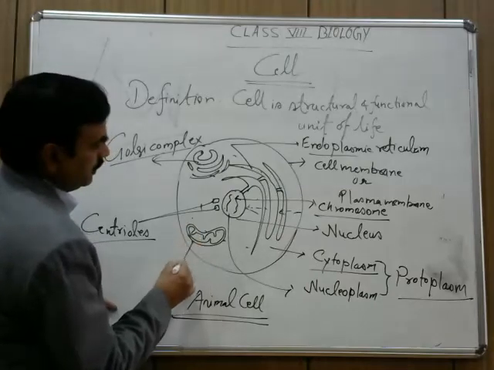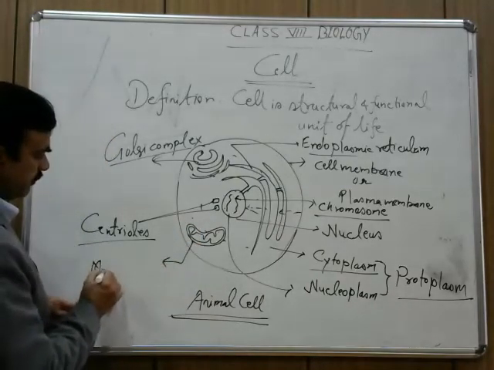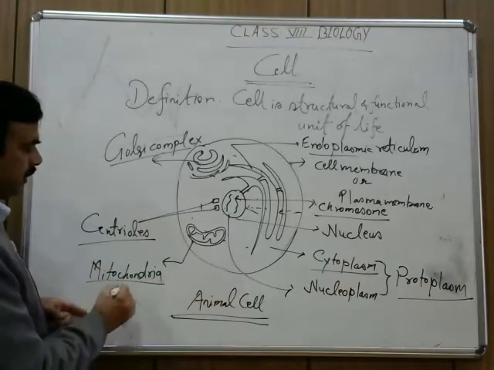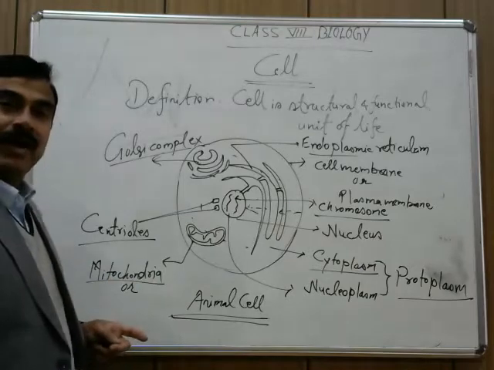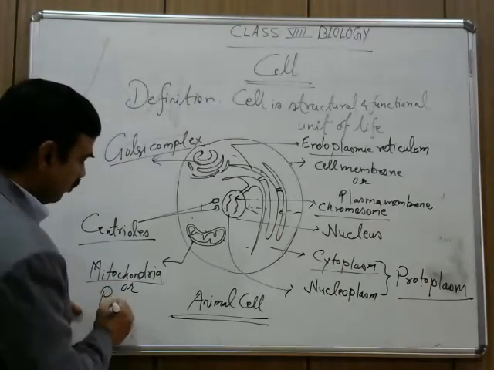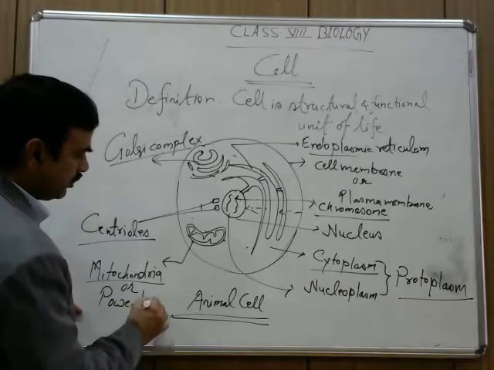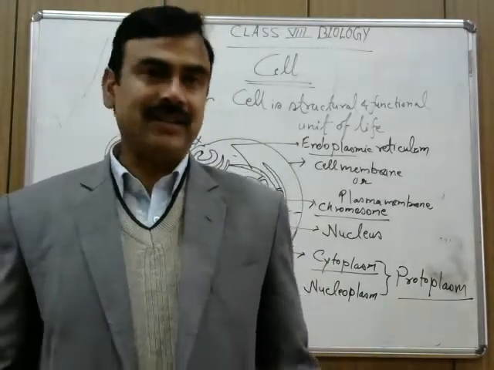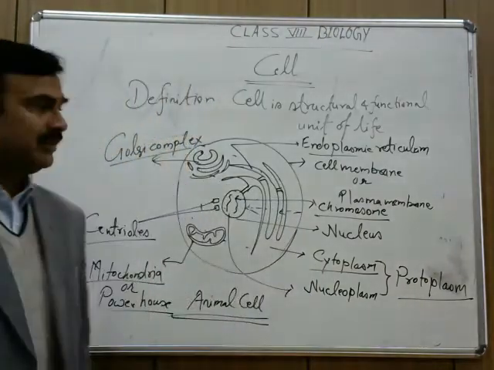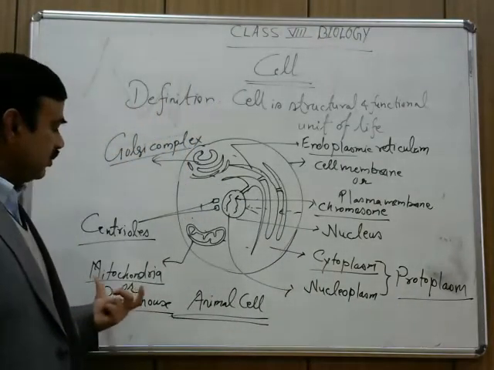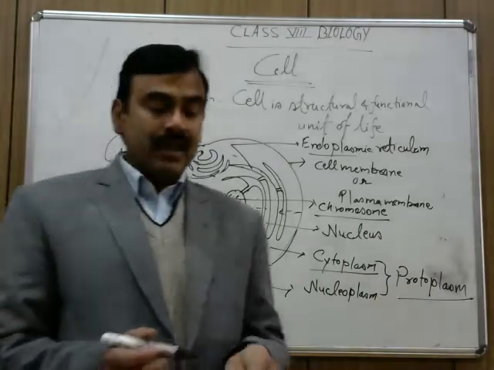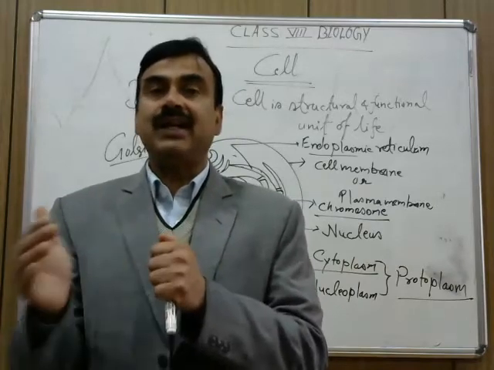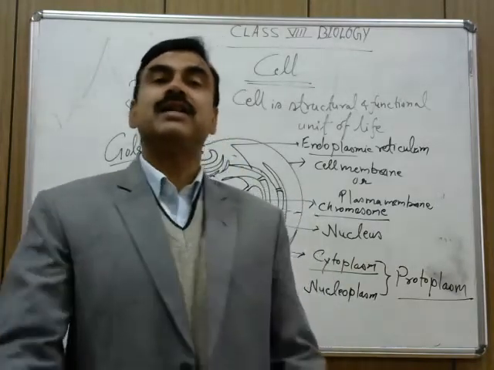And these mitochondria are known as the powerhouse. Why is it called the powerhouse? Any guess? Because it generates the energy, and that is why it is known as the powerhouse. Mitochondria is producing energy in the form of adenosine triphosphate, ATP, and that is why it is known as the powerhouse.